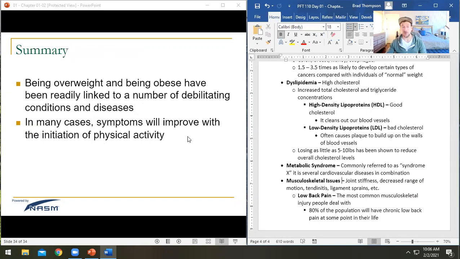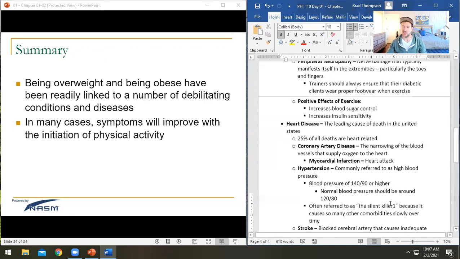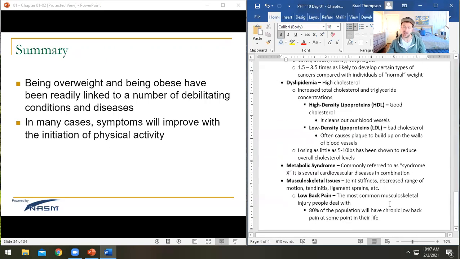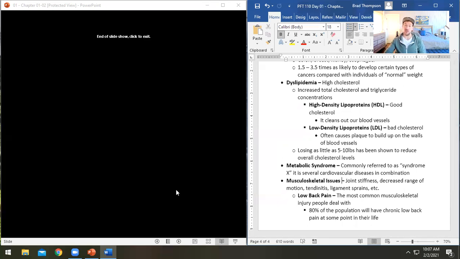So we know that being overweight and obese are linked to several debilitating diseases. We've already talked a lot about this, but here are a lot of the general stats that are important to have. In most cases, just simply improving your physical activity will really go a long way.